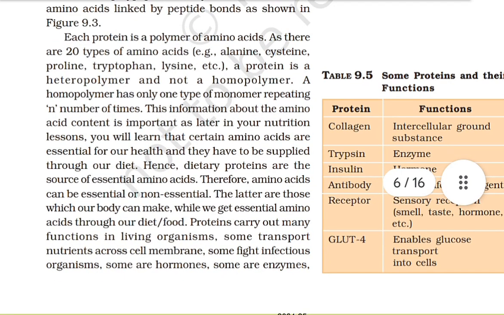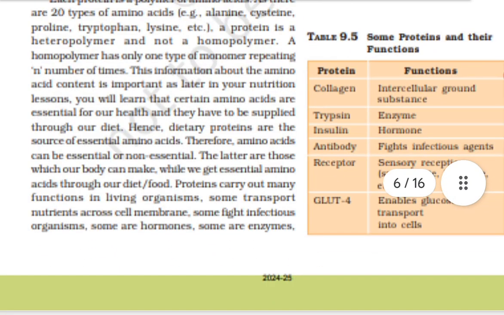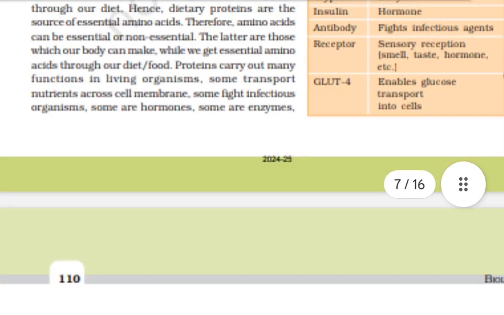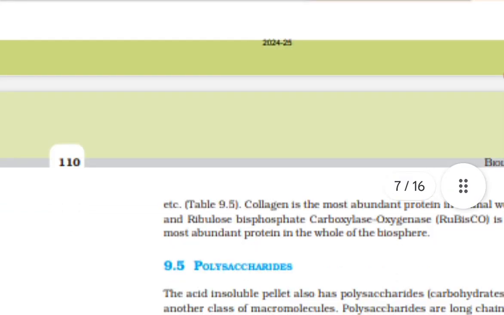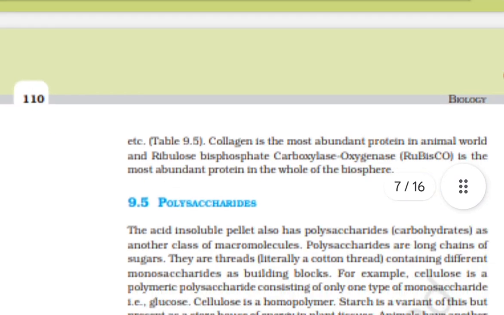Exoskeletons of arthropods, for example, have a complex polysaccharide called chitin. These complex polysaccharides are mostly homopolymer.